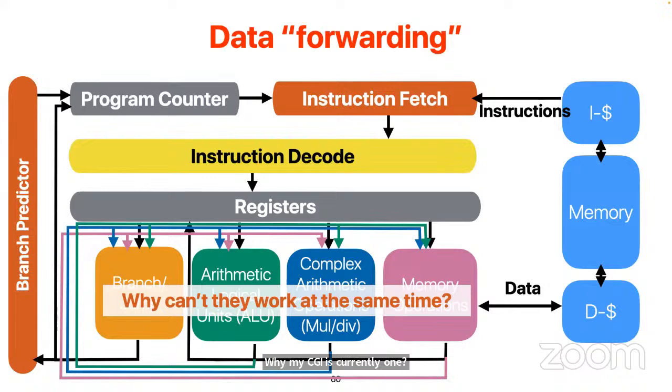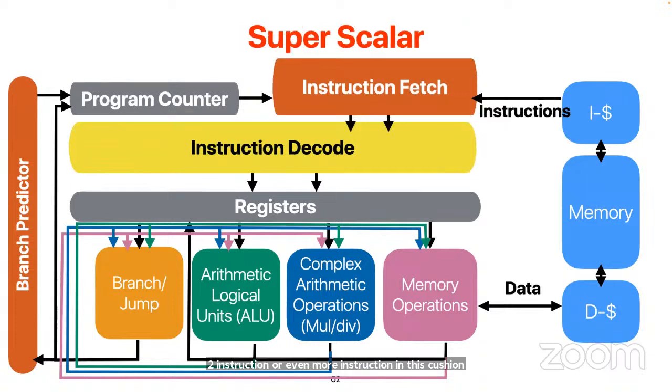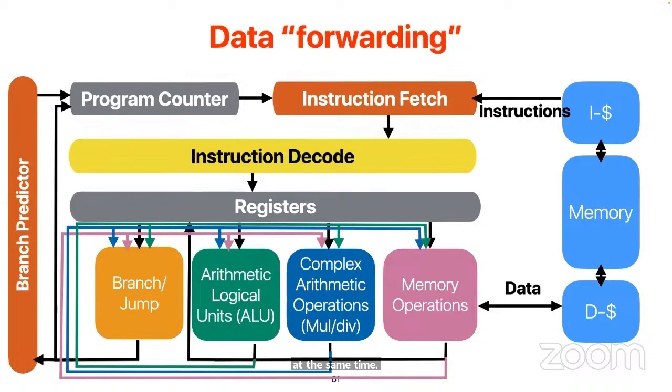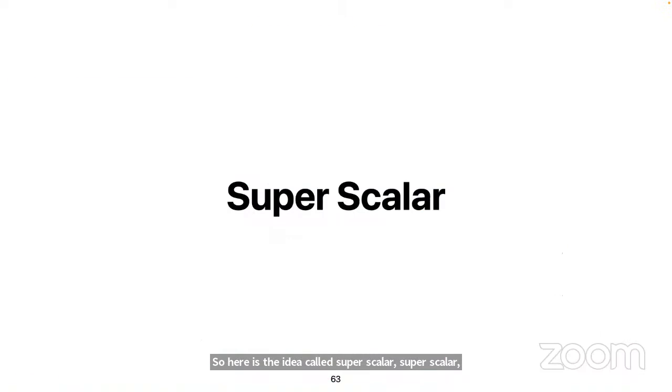Because I can only fetch 1 instruction and decode 1 instruction at the same time. If all you can do is put 1 instruction into the pipeline every cycle, what's your best CPI? 1. So what you actually have to do is fetch and decode more than 1 instruction every cycle. That enables the potential for you to have 2 or even more instructions in execution at the same time. So here is the idea called superscalar.